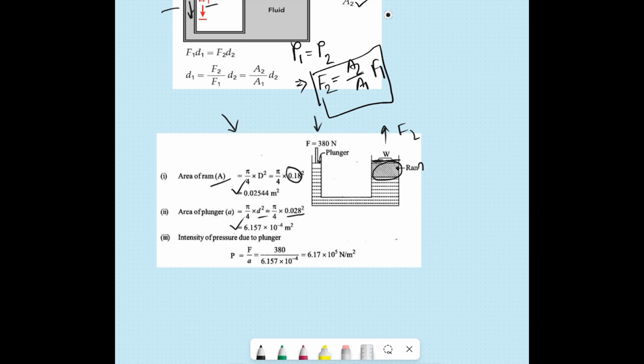Afterward, the intensity of pressure due to the plunger. So what does it mean? It means how much pressure can be imposed here. That is the question. So the equation is P equals F by A. The value of F is given in the question, that is 380 Newton. And the area we already calculated, the area of the smaller plunger, is 6.157 into 10 to the power minus 4 meter square. Plugged in here, we'll get the value of the intensity of pressure due to the plunger.